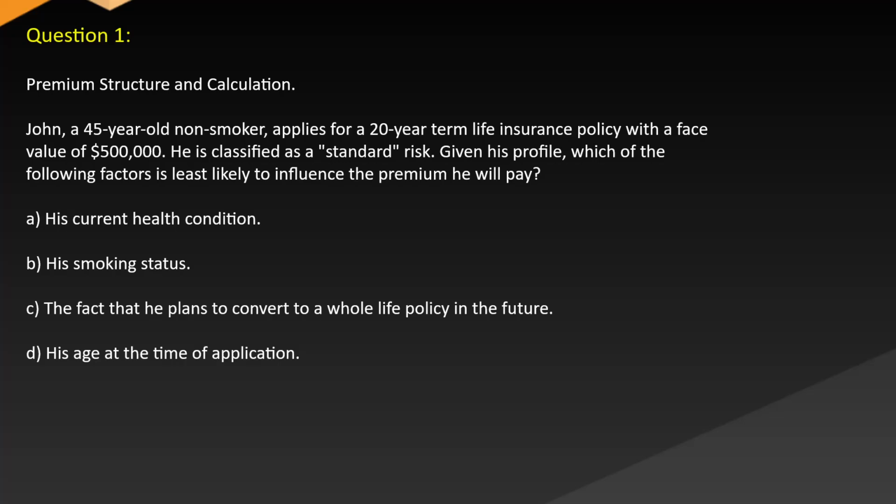Question 1. Premium structure and calculation. John, a 45-year-old non-smoker, applies for a 20-year term life insurance policy with a face value of $500,000. He is classified as at standard risk. Given his profile, which of the following factors is least likely to influence the premium he will pay?